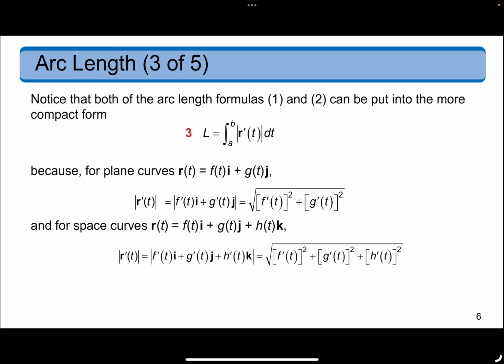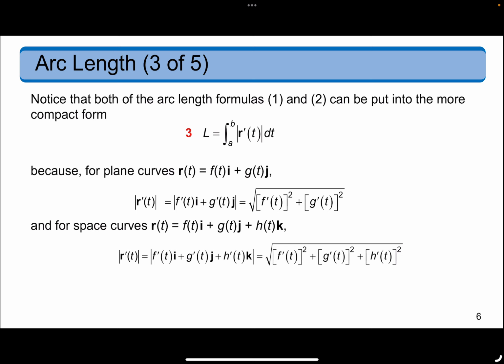Notice that both of the arc length formulas, 1 and 2, can be put into a more compact form. L is equal to the integral from a to b of the magnitude of r prime of t, the square root of the x component squared plus the y component squared plus the z component squared, dt.